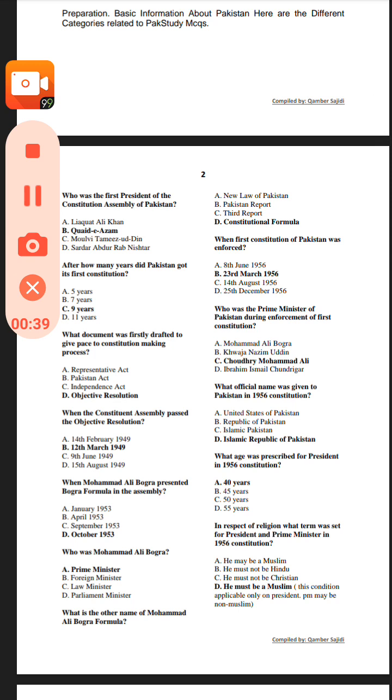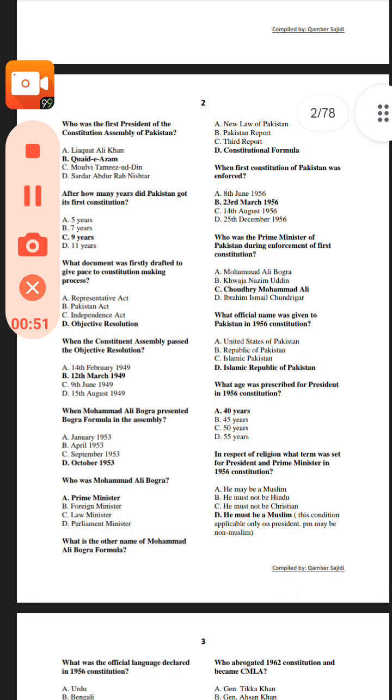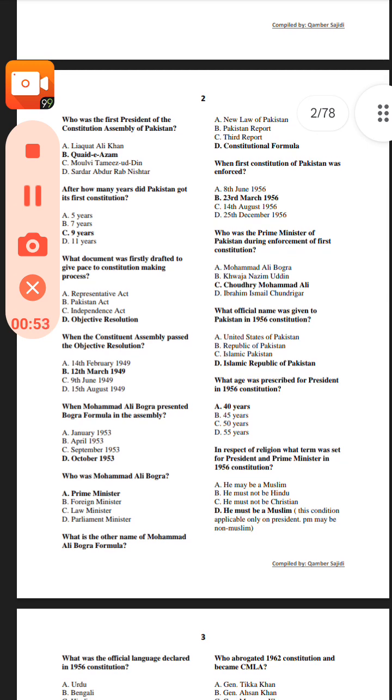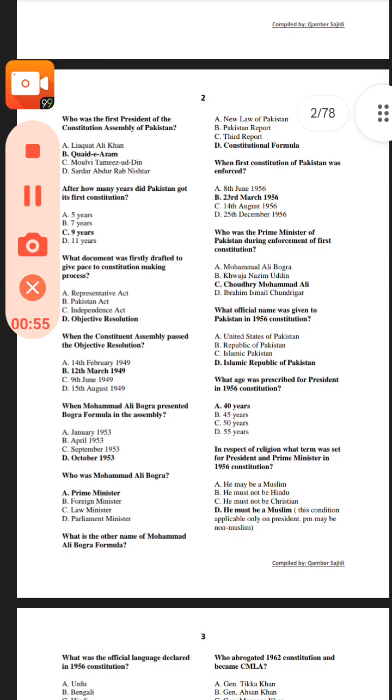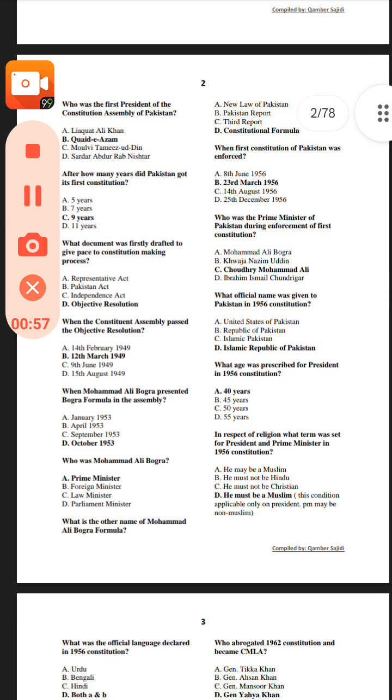Assembly in October 1953. Who was Muhammad Ali Bogra? Muhammad Ali Bogra was Prime Minister of Pakistan. What is the name of the Muhammad Ali Bogra formula? It is called the Constitutional Formula. When was the first Constitution of Pakistan enforced? The first Constitution of Pakistan was enforced on 23rd March 1956.